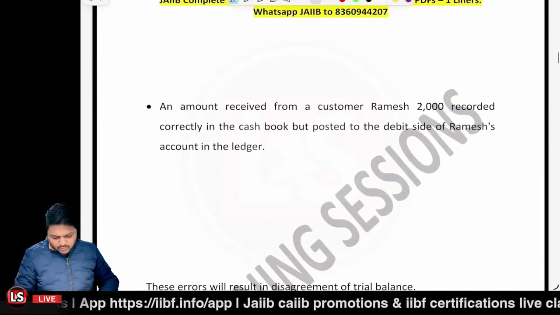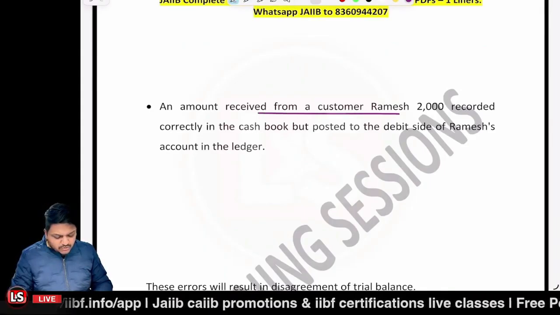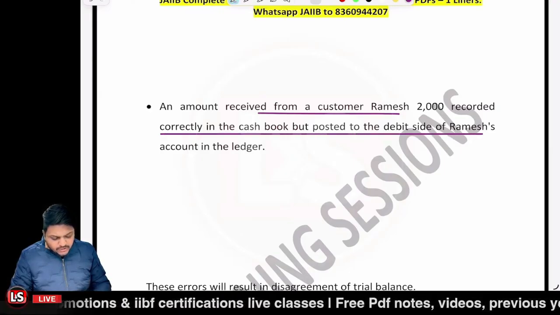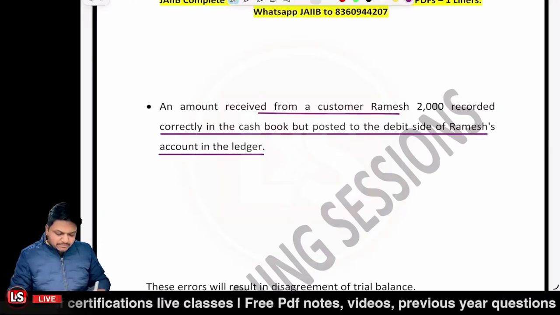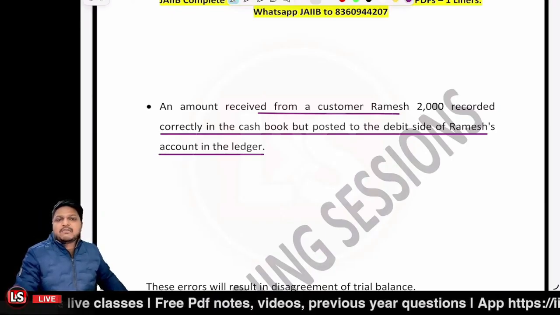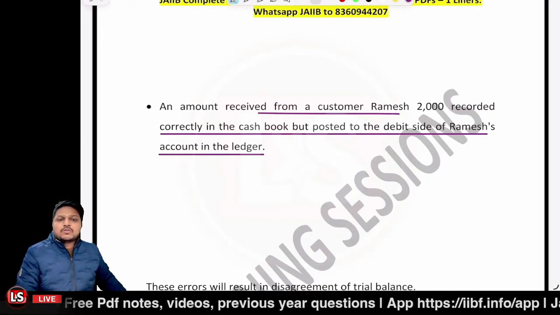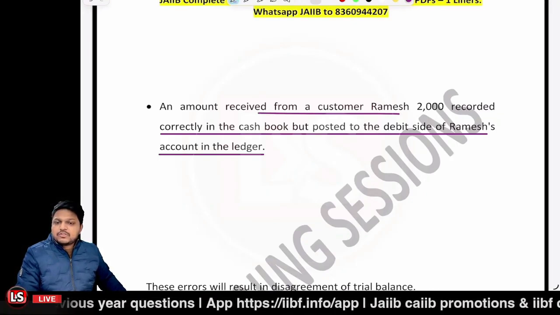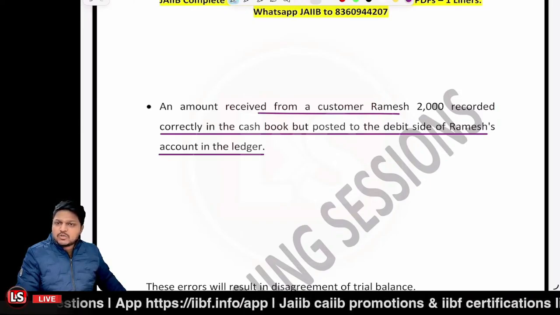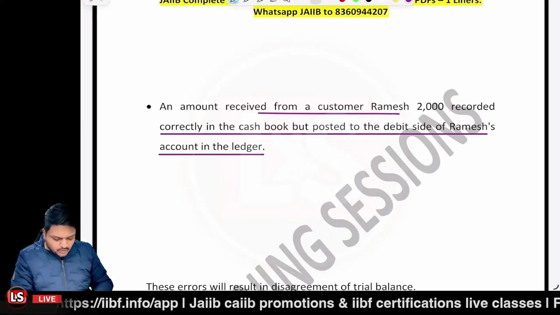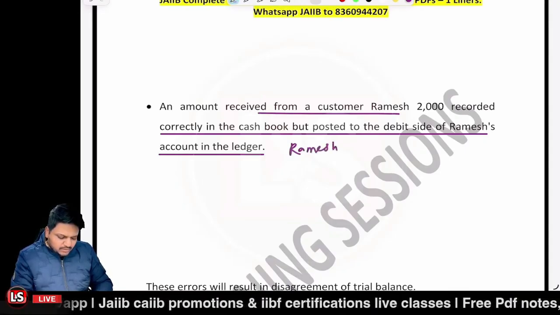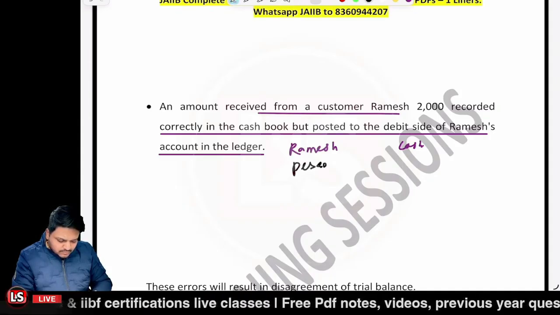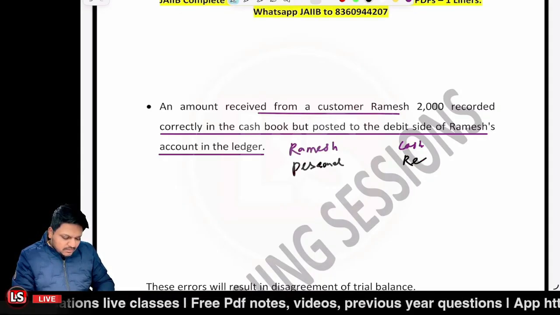After that, another one is related to an amount received from a customer Ramesh, rupees 2,000, recorded correctly in the cash book, but posted to the debit side of the Ramesh account in the ledger. Now, if you have received an amount of 2,000 rupees from Mr. Ramesh as cash, which two accounts were involved? Ramesh account and the cash account. The Ramesh account is a personal account and the cash account is a real account.